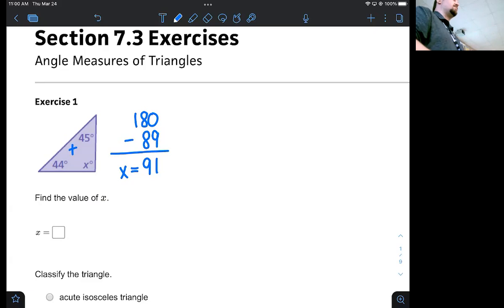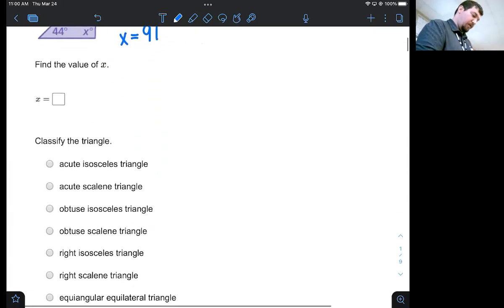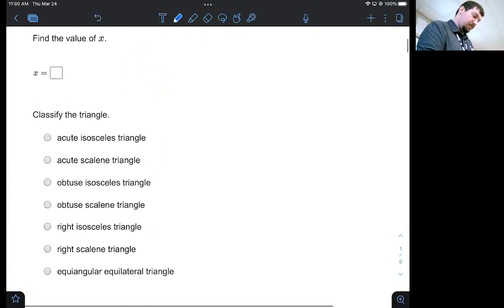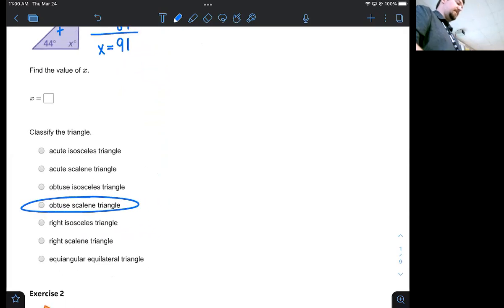Now, scalene triangles don't have any equal sides. Well, how do we know it doesn't have any equal sides? We learned yesterday that if a triangle doesn't have any equal angles, it won't have any equal sides. And so since none of these angles are congruent, none of the sides are. So I'm looking for obtuse, scalene, which is right there. And I've got both my answers for number one.